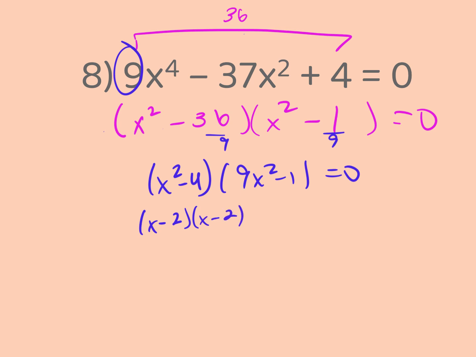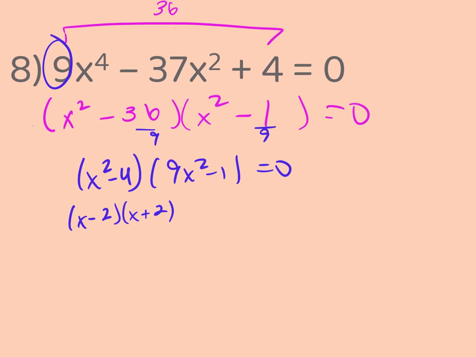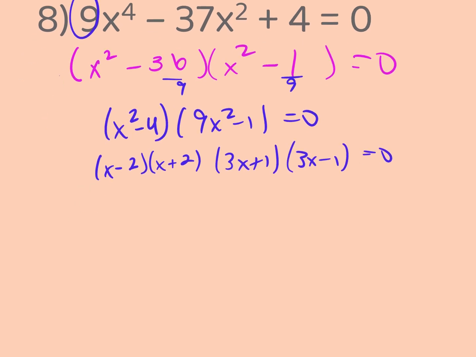All right. What can I do here? What can I do with 9x squared minus 1? 3x plus 1, 3x minus 1. Good. Very good, guys. So how many answers are we going to have to this problem? 4. But we already knew that from the beginning, correct? So you have here x equals plus or minus 2, and you have x equals plus or minus 1/3.